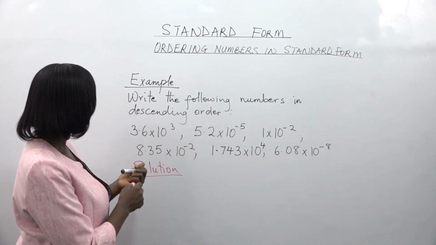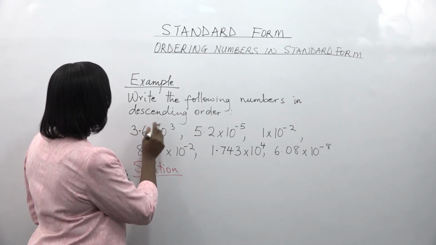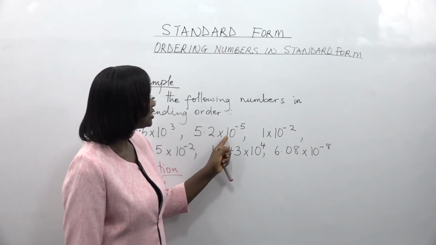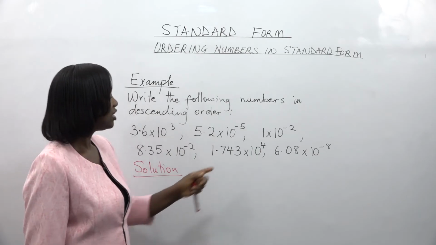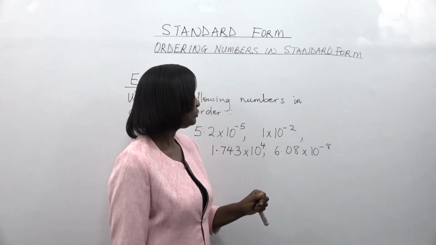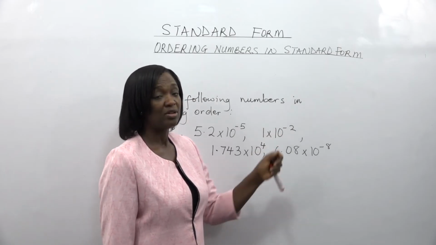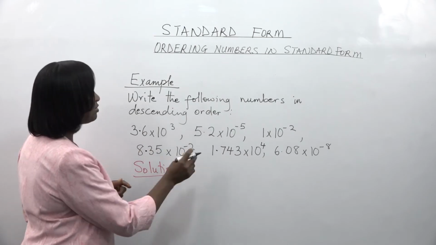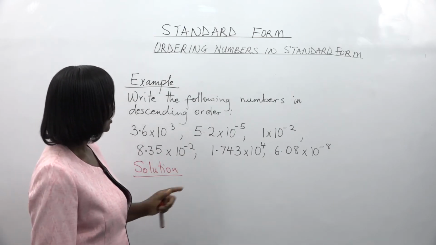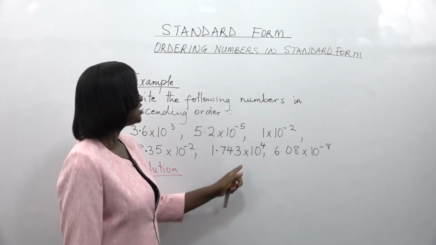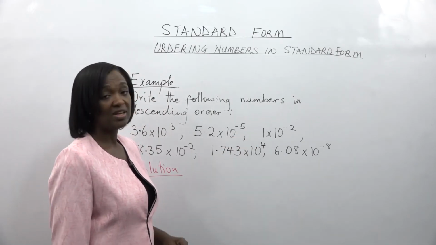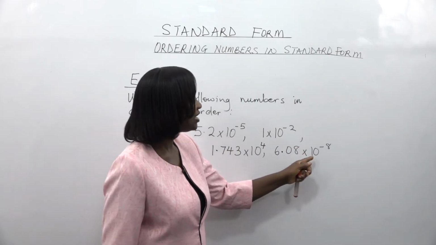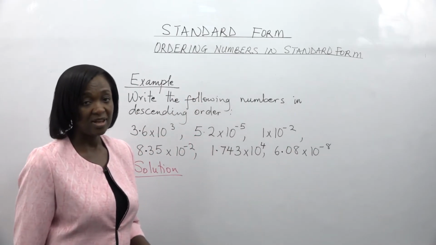The first number here is 3.6 times 10 to the power 3, which is a positive index. 5.2 times 10 to the power minus 5, negative index. 1 times 10 to the power minus 2, negative index. 8.35 times 10 to the power minus 2, negative index. 1.743 times 10 to the power 4, positive index. And the last one is 6.08 times 10 to the power minus 8, negative index.